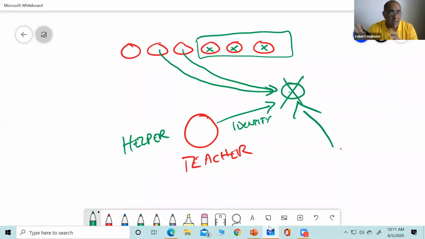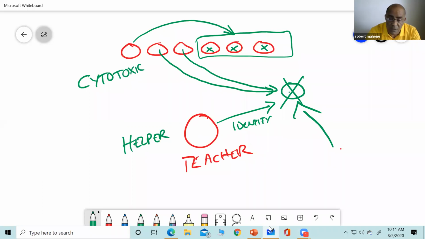Scenario ended, right? Virus is dead. No, we still have these cells, these students that have been infected. So now we're going to send over another cell who's going to go after all the infected cells and destroy those for us. That's called a cytotoxic T cell: cyto meaning cell, toxic meaning poison. His job is to destroy infected cells.